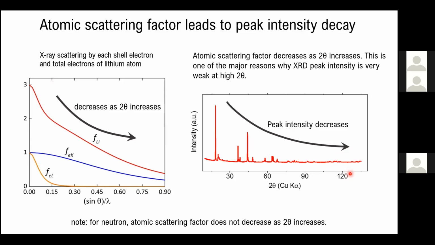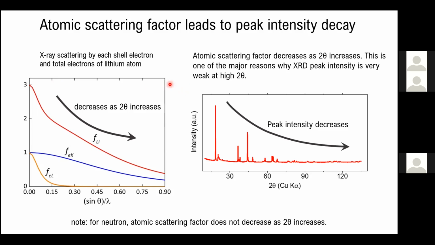And the note here is that for neutron, we need to keep in mind that the radiation is no longer interacting with electrons, right? It's actually interacting with the nuclei. So it's a totally different physics picture. In that picture, they're scattering from each atom, or more specifically, from each nucleus. They do not decay as the two theta increases. So this intensity will be flat if we're talking about the neutron.